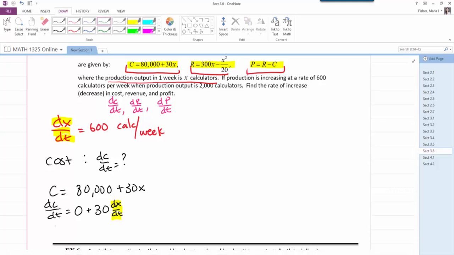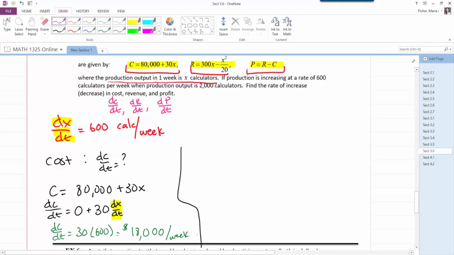So then dc/dt is going to equal whatever 30 times 600 is. In this case, it's going to be 18,000. So my cost is increasing at a rate of $18,000 per week. So let's look at the next one, which would be the revenue.